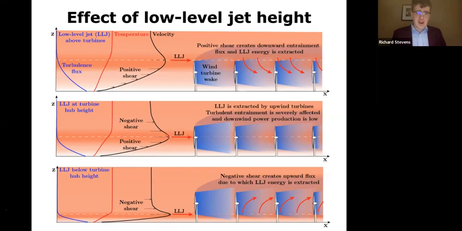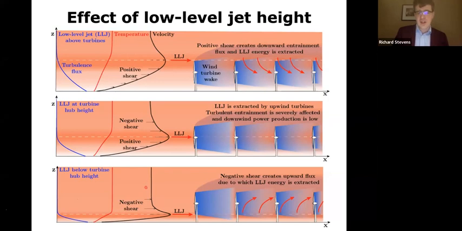If the jets come directly at the height of the turbines, then we see that basically the first one really benefits from this, but all the ones behind cannot really benefit from this.